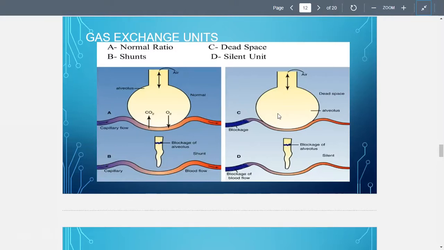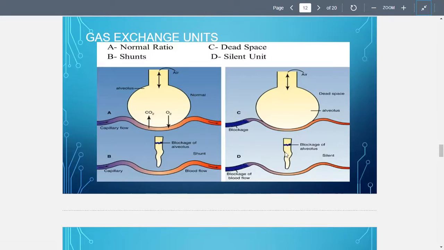C is dead space. The alveoli is fully ventilated, but look, there's a blockage in the blood flow, so there's no blood flow. He's showing a blockage there. So look at that blood flow. No or very little, right? So all this gas is being wasted because there's nothing there to pick it up. And then finally, the silent unit is where we have a collapsed alveoli and no blood flow.